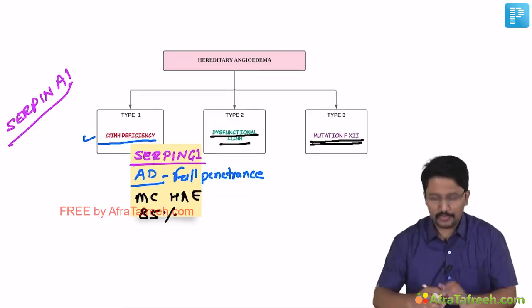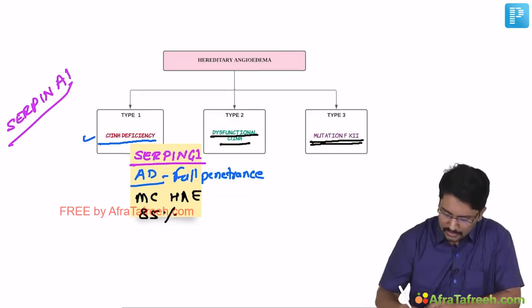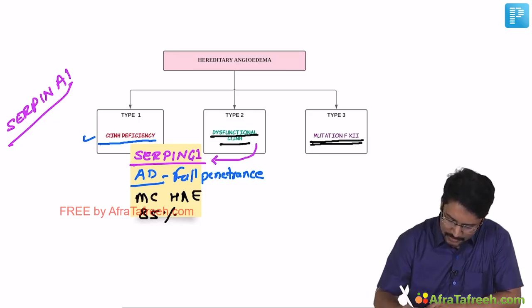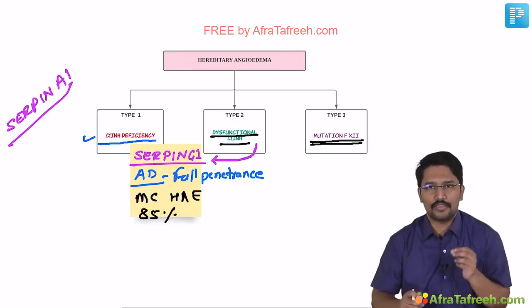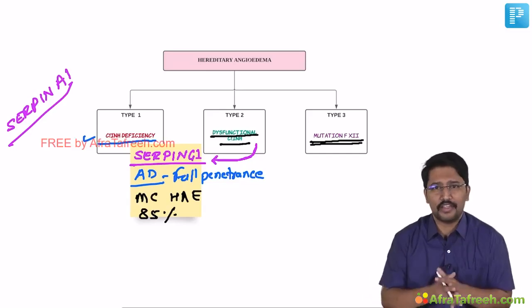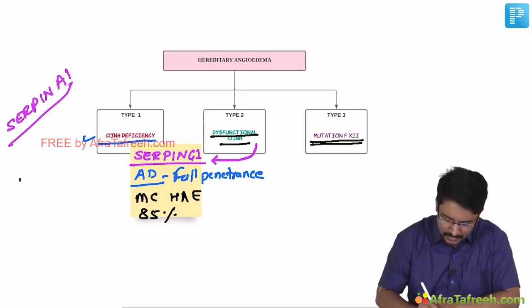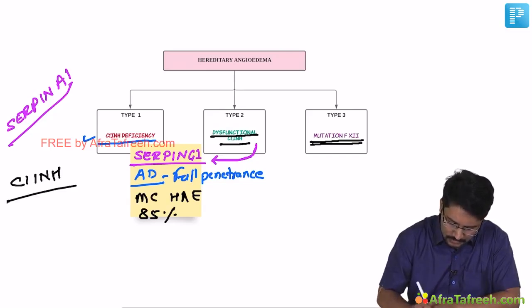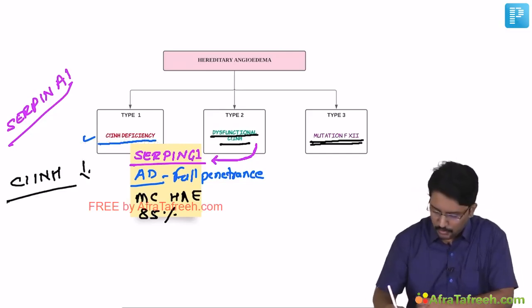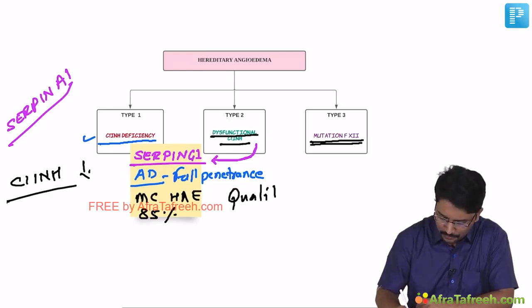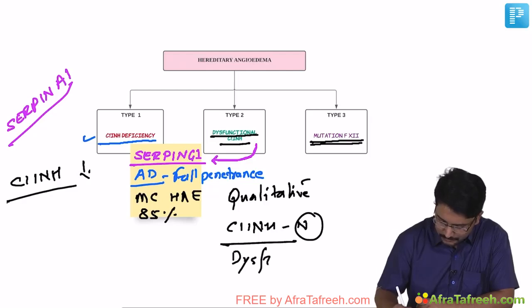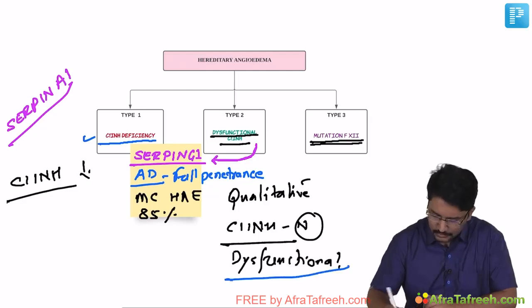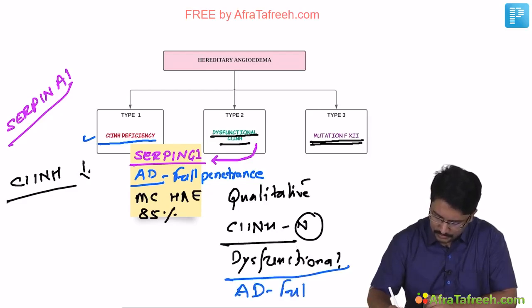As I told you, type 2 is because of dysfunctional C1 inhibitor. The mutation responsible for this involves the same SERPING1 gene. The difference between type 1 and type 2 is that type 1 mutations lead to a quantitative defect. So the amount of C1 inhibitor produced is low. On the other hand, in type 2, it is a qualitative defect where the amount of C1 inhibitor produced is normal, but functionally this is inefficient or dysfunctional. This is also inherited as an autosomal dominant condition with full penetrance.